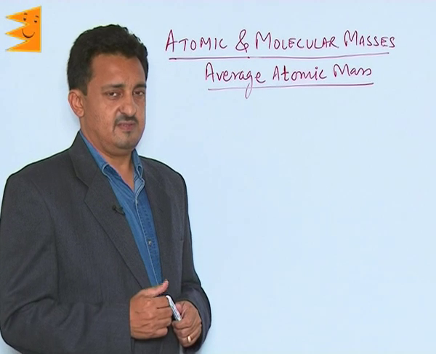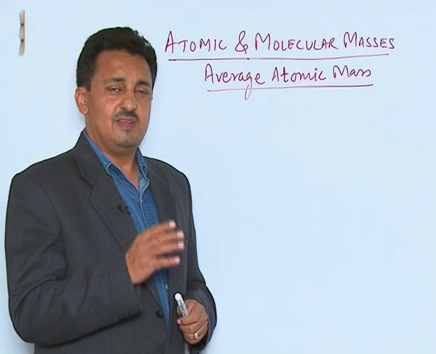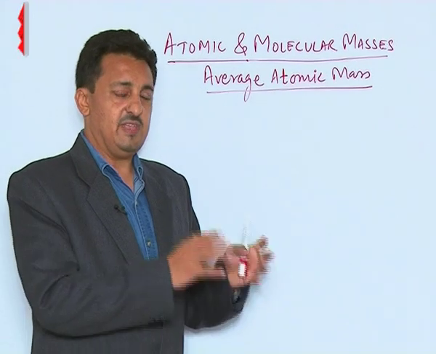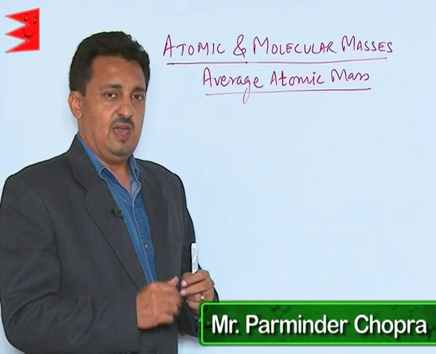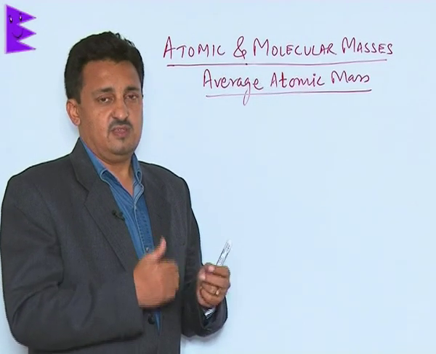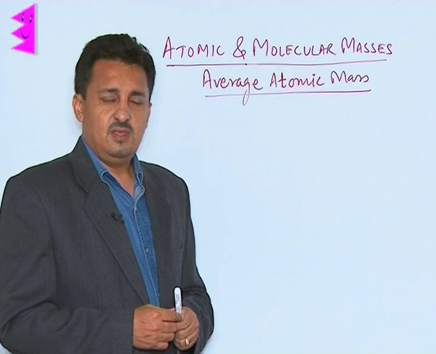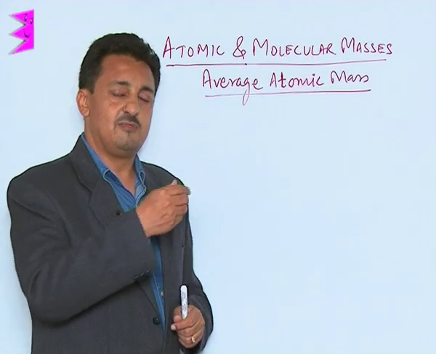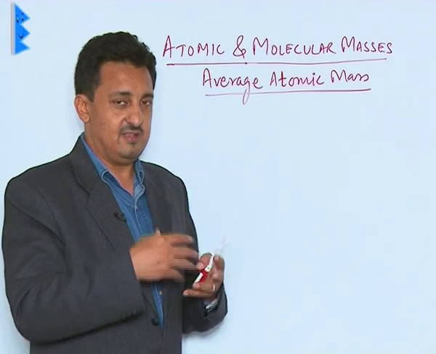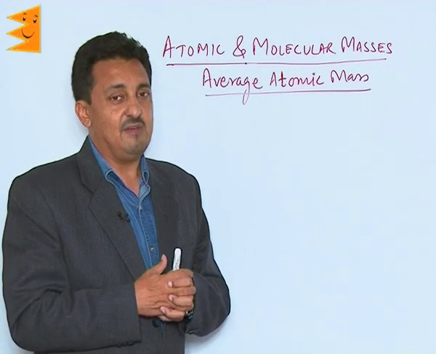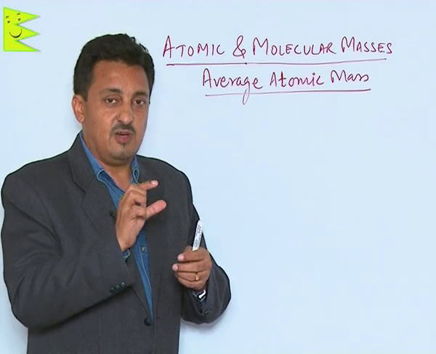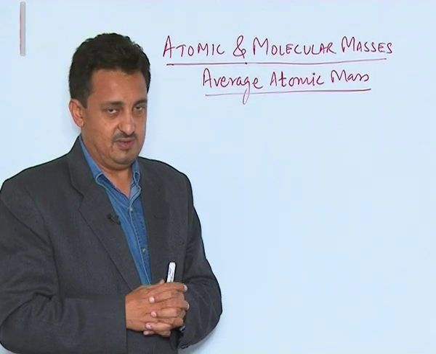Average atomic masses. Every element has certain isotopes associated with it, and their percentage abundance in nature differs from element to element. If we pick up any particular element from nature, we will not have only one type of its atoms in that sample. We will have all the different types of atoms, the atoms of its isotopes.